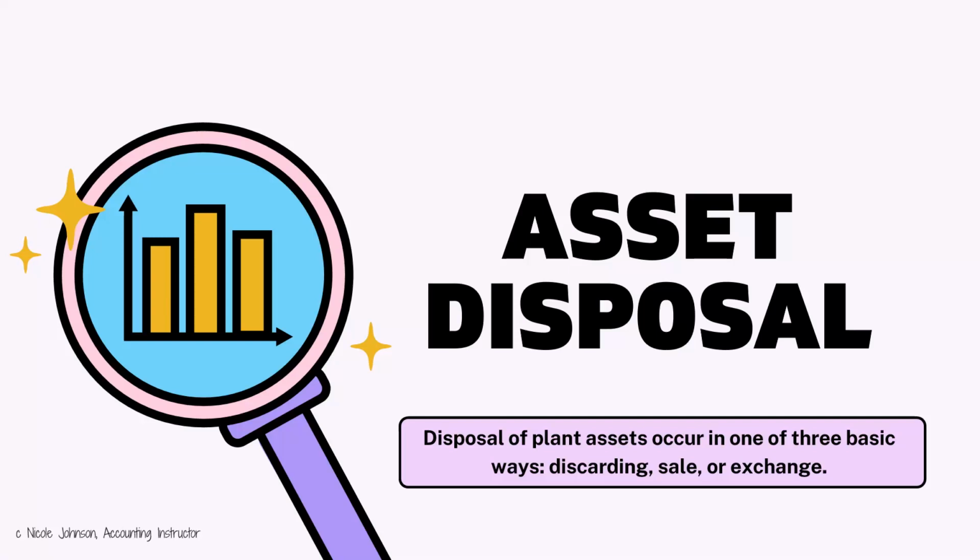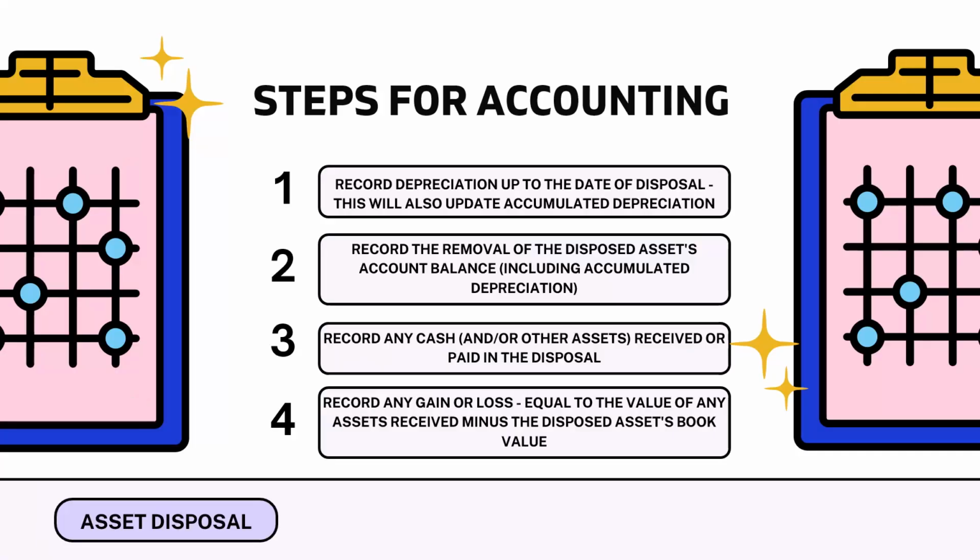Let's take a look at asset disposal. Disposal of plant assets can occur in one of three basic ways: discarding, sale, or exchange. As the accountants, we have some steps that we're going to need to take when we dispose of an asset.